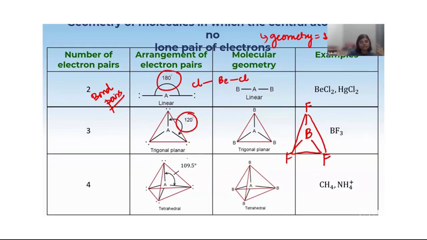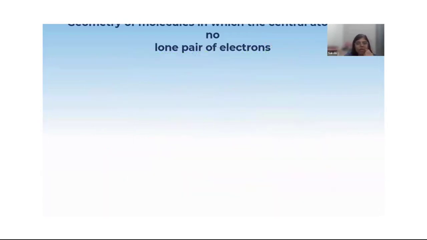Okay, next shape is called tetrahedral. Again, here the geometry and shape both are equal because there are no lone pairs, there are only bond pairs present, right? So if I take the example of CH4, this shape is called tetrahedral. Here, the hybridization is sp3. So where 3 bonds are below and there is 1 bond at the top, that is called a tetrahedral structure. Very important for us to remember the angle, that is 109.5. Okay, let us move forward.